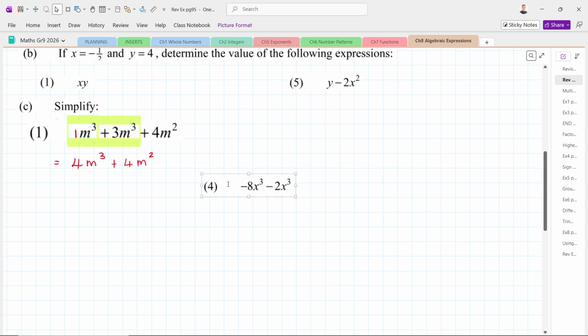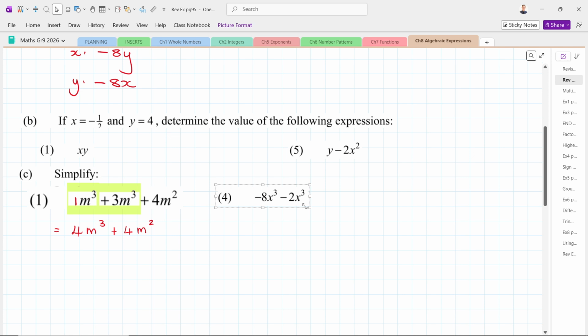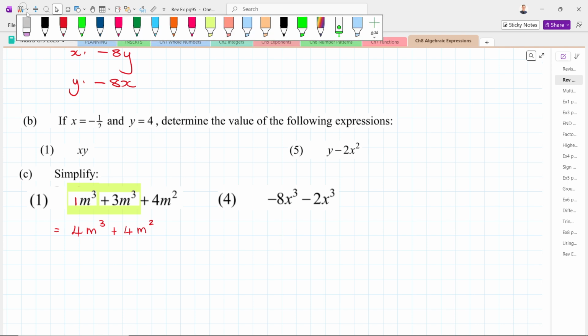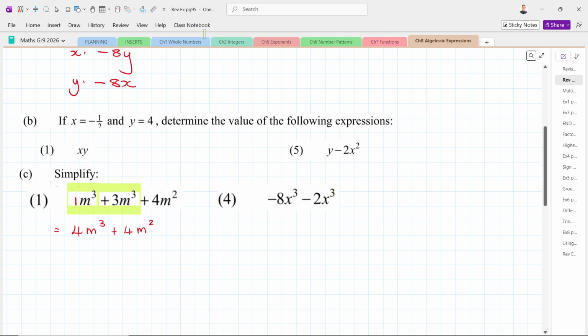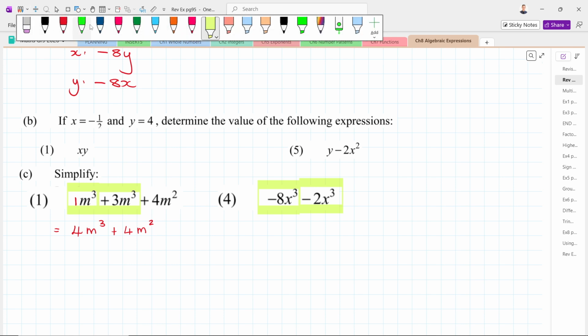Let's grab number 4 so we can have a look at it. Number 4, we've got a -8x cubed minus another 2x cubed. Now luckily these are both like terms. They are both x cubed, and the signs as always go with the terms in front of them. So we can add them both together.